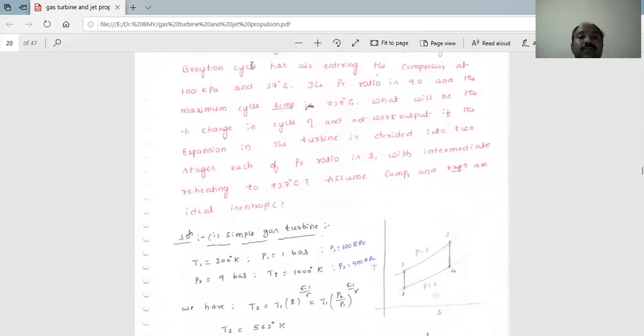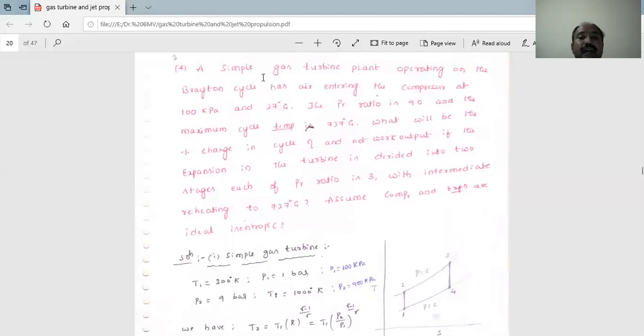Okay, a simple gas turbine plant operating on Brayton cycle has air entering the compressor at 100 kilopascal. P1 is equal to 100 kilopascal, which becomes 1 bar, and 27 degrees centigrade plus 273 becomes 300 Kelvin. The pressure ratio is 9, that is P2 is equal to 9 bar. The maximum cycle temperature is 727 degrees centigrade plus 273, which becomes 1000 Kelvin. That is T3 is equal to 1000 Kelvin.